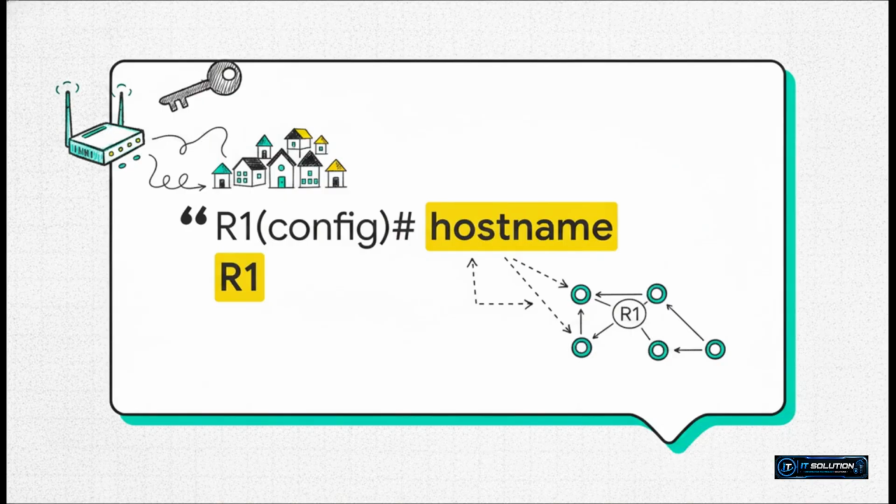Now, the very first thing we do with our master keys is give the router a name. By typing hostname R1, the prompt instantly changes from the generic router to R1. It's a simple command, but honestly, it is absolutely crucial for organization. When you're managing a network of dozens or even hundreds of devices, you need to know exactly which house you're standing in at any given moment. With that, our router has an identity, and phase 1 is complete.